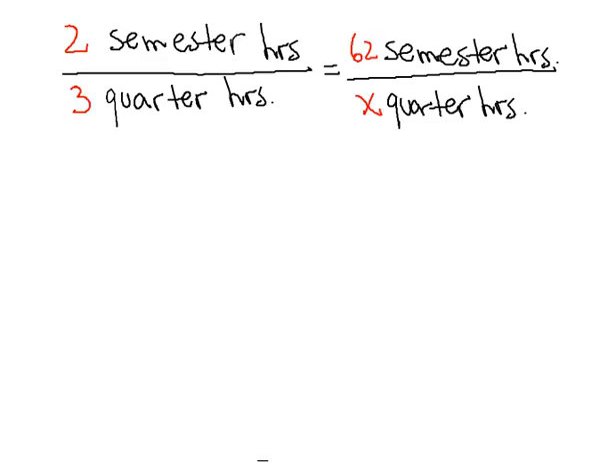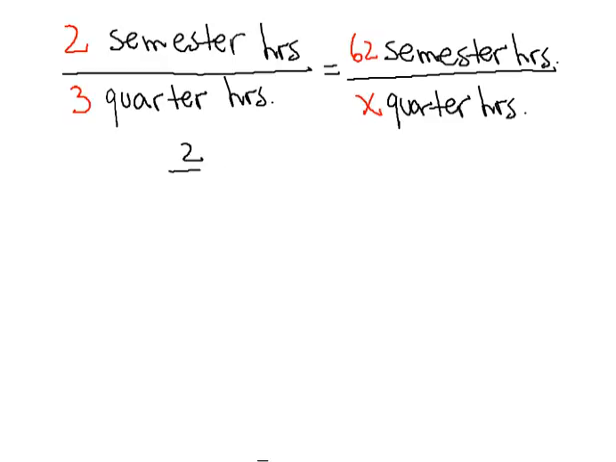Now as we set up the proportion, it probably would be a good idea to include the units to be sure that we have the same kinds of units in the same position on each side of the equation. So we can see that we have 2 semester hours is equivalent to 3 quarter hours, which is the left-hand side of the equation. And on the right-hand side, 62 semester hours, notice that's in the numerator, as it was in the numerator on the left-hand side, is equivalent to X quarter hours. So what we can do next is to write the equation without the units.